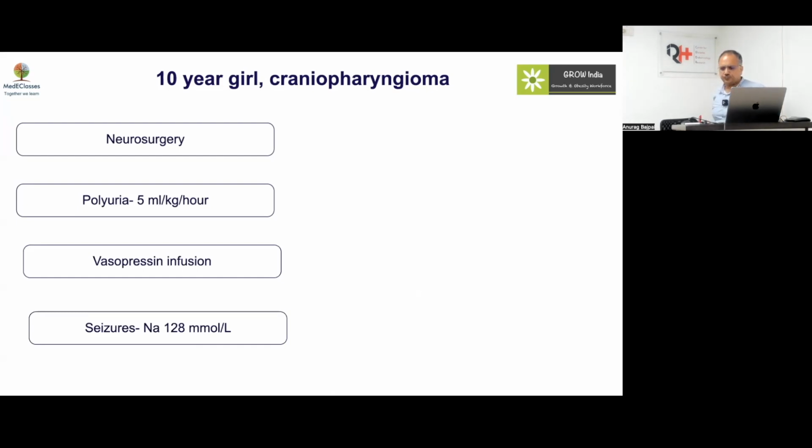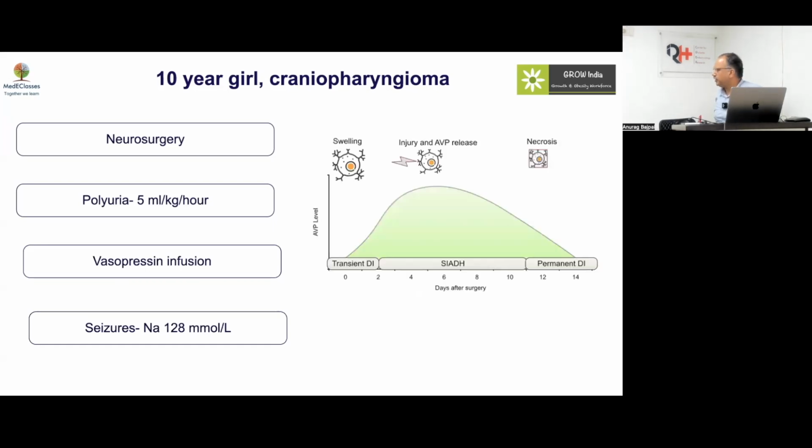We expect them to go into a DI followed by SIADH phase. So here, initially managing just the fluid could have helped instead of stenting. So this is a very, very significant scenario. You will have initial cell swelling, which is going to cause this transient DI. Then you've got release of AVP, and we said AVP is a huge store in the brain. You release it, you develop SIADH phase, and then you can have a permanent DI.